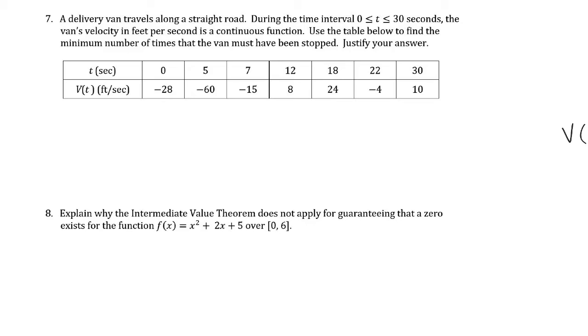Okay, so we have a delivery van, and notice up here we're told that this velocity in feet per second is a continuous function. So we automatically know then that we can start trying to apply our intermediate value theorem. And here's something we need to know: if the van must be stopped, that means that my velocity equals 0. So let's go ahead and start this. We know that our function v at t is continuous.